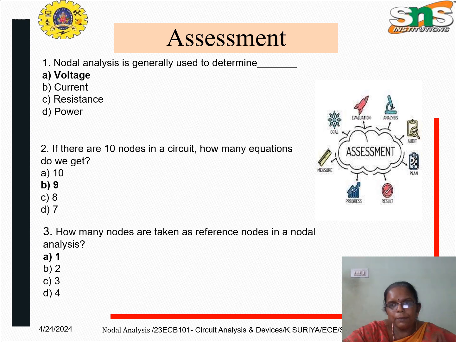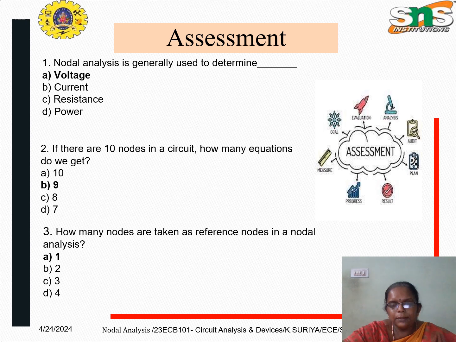Let us take up some assessment questions. Nodal analysis is generally used to determine: the options are voltage, current, resistance and power. In basic, nodal analysis is used for finding out the voltage. Once you find the voltage, then from that voltage you can find the current or voltage through any other element. So nodal analysis is used to find out only the voltage. The answer here is voltage.